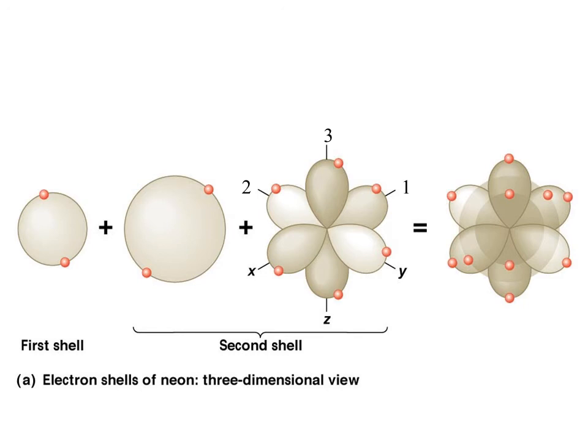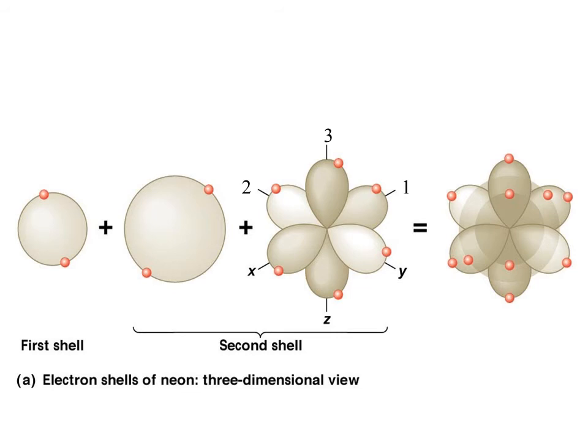This image is illustrating how it looks. Shell 1 has a small spherical orbit. Shell 2 has a larger spherical orbit and 3 dumbbells. Let's look at the x-axis. The x-axis shows a figure 8 on that x line. Then we have the y line. That's another figure 8. That's where 2 electrons will spend 90% of their time. The final one is the z-axis. That's where the other 2 electrons will spend 90% of their time. If you superimpose all of these images, you get the one to the far right.